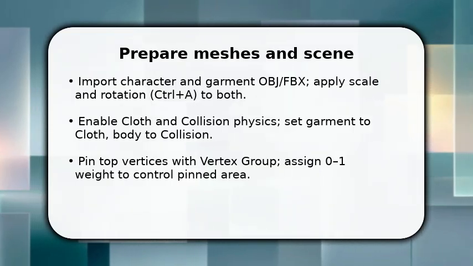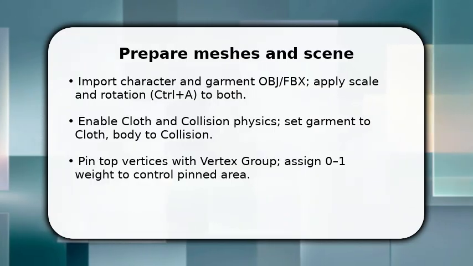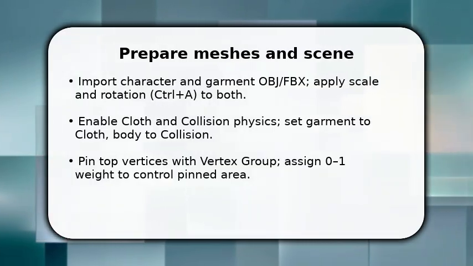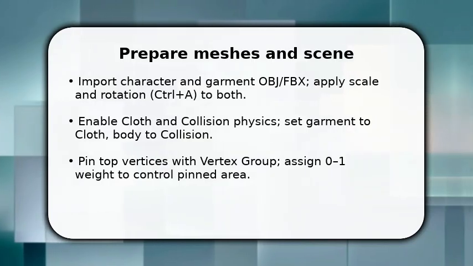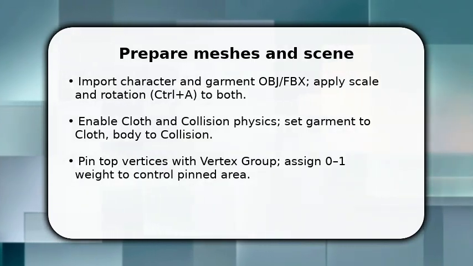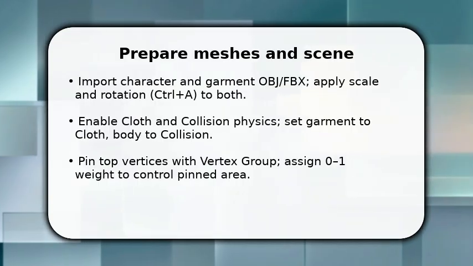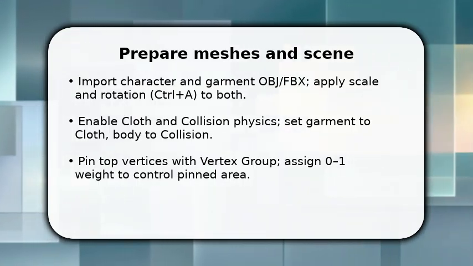You start by prepping both meshes. Import the character and the garment, then apply scale and rotation so transforms are clean. Once done, switch the garment to a cloth physics object and enable collision on the body so they interact correctly.